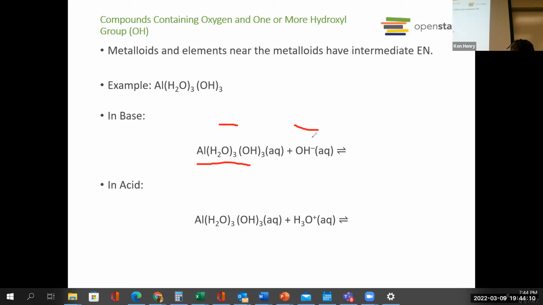There's no H2O here. So this is basically a base. So if we put it in a base, what's going to happen to this guy? It's going to be the conjugate base. I did this earlier, last week. Yep, this is all one unit.